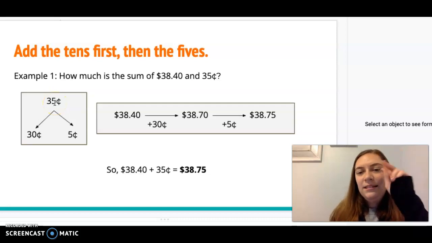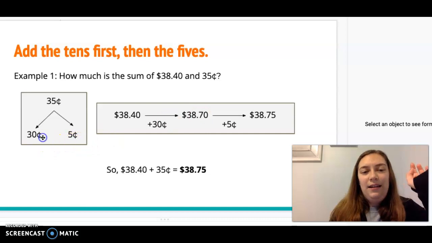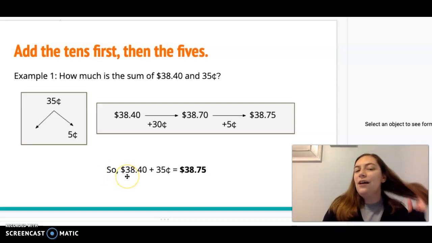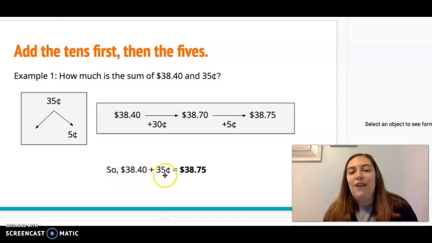That's step 1. Step 2 is I need to add my tens onto this $38.40. So if I add my 30 cents on, I get $38.70. Okay, good. I did that. Now I'm here. What do I have left that I have to add on? I still have my 5 cents, so I have to come over here and add 5 cents onto $38.70, and I get $38.75. So $38.40 plus 35 cents equals $38.75.